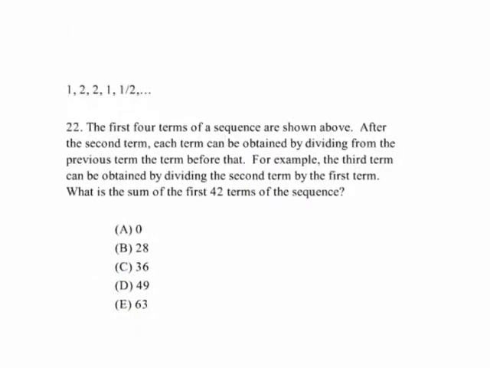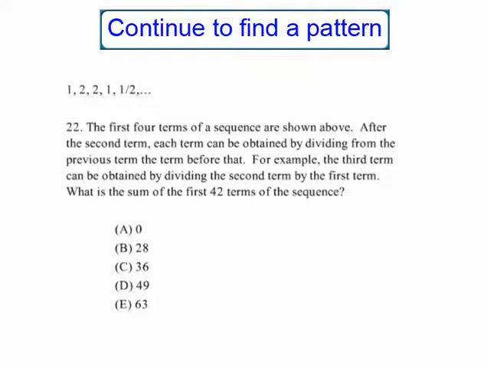Now, this is a sequence problem, and the key to this is to find a pattern that will repeat. Then you're going to apply that repeating pattern to the number of terms that we're looking for in the sequence. The tip-off is always going to be that they're looking for some number way on down the line, like 42, 54, something like that. So that tells you there has to be a repeating pattern.